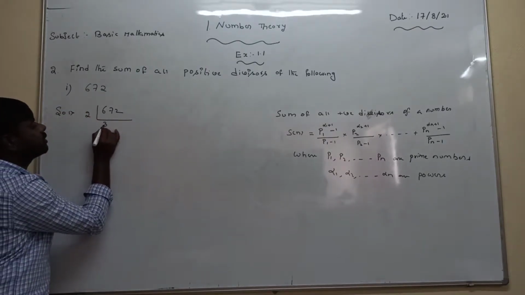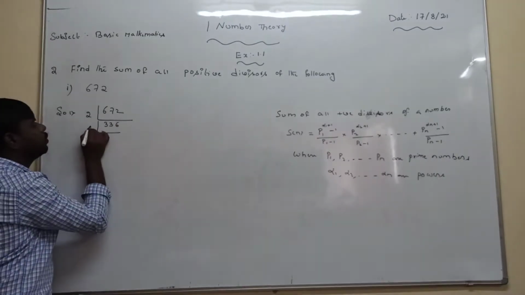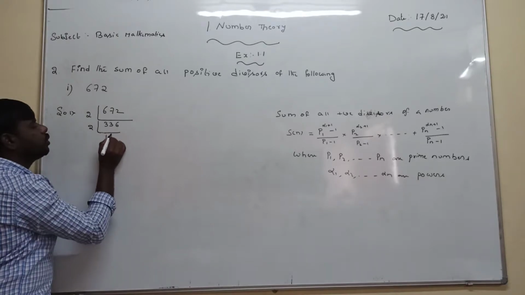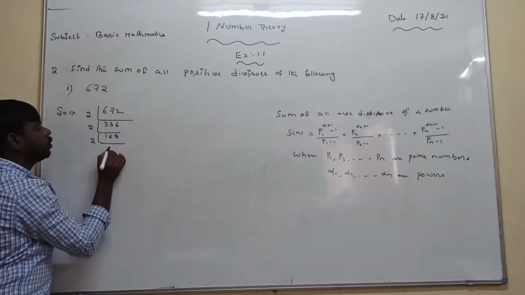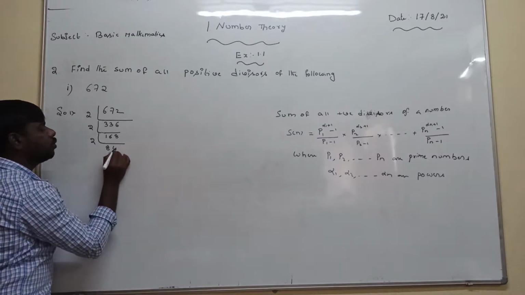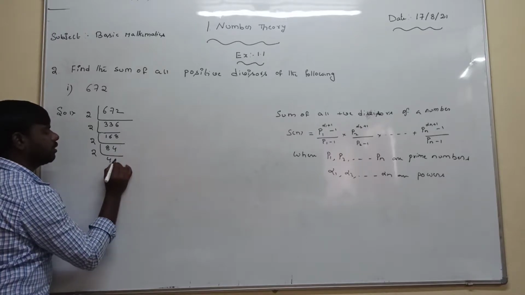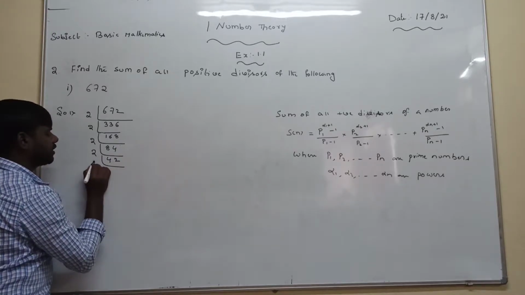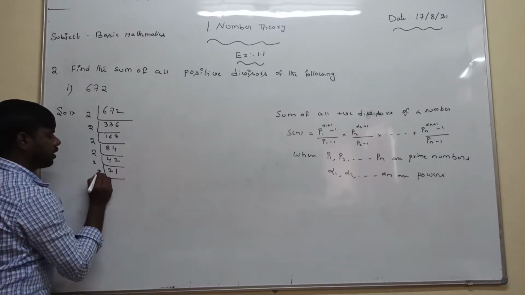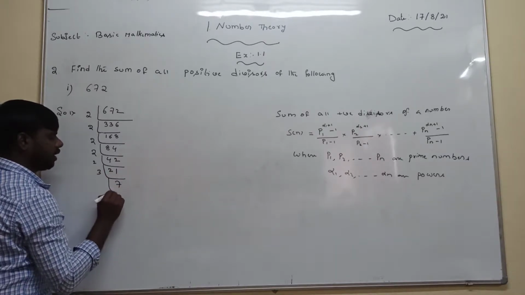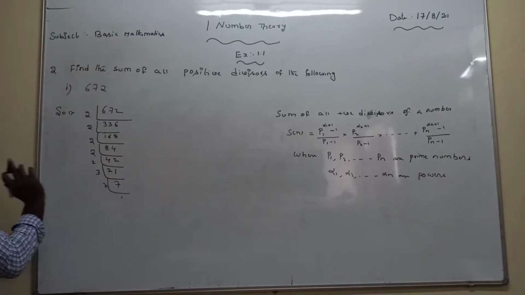2 3s are 6, 2 6s are 12, 2 1s are 2, 2 6s are 12, 2 8s are 16. Next 2 8s are 16, 2 4s are 8. Next 2 4s are 8, 2 2s are 4. Next 2 2s are 4, 2 1s are 2. Then 3 3s are 9, 7 1s are 7. When the remainder is 1, the division is complete.